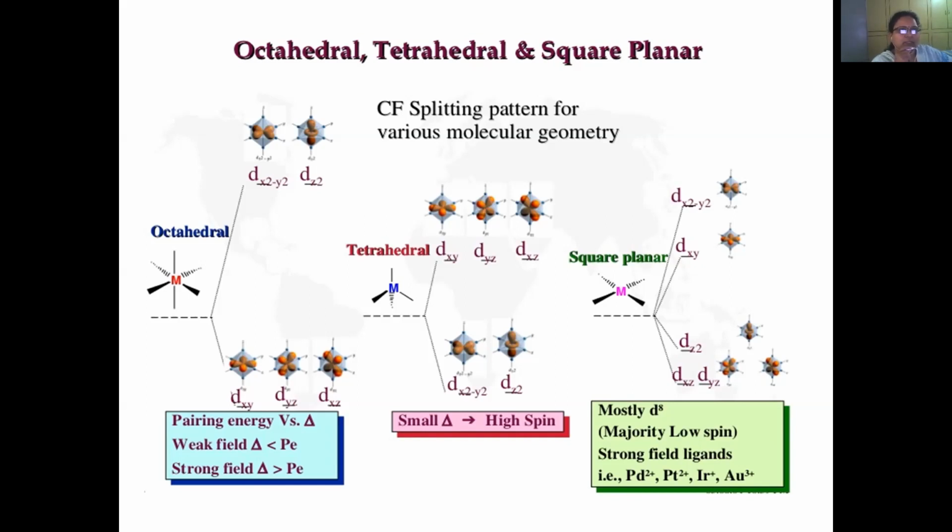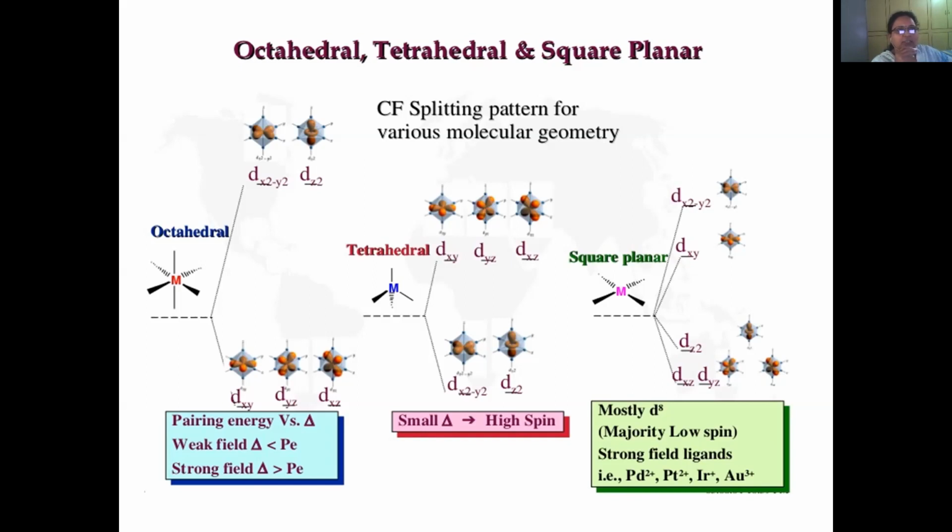Now, what happens in square planar geometry? Although the hybridization is the same, the approach of the ligands to the metal orbitals will be different. In square planar geometry, the ligands approach the metal in between the axes only. So it is a type of octahedral geometry only. The difference is that the splitting of the d orbitals will be somewhat like this.